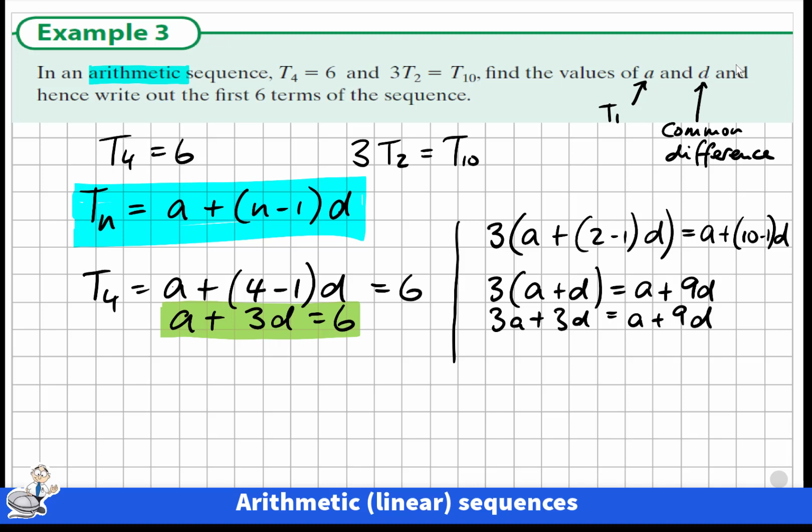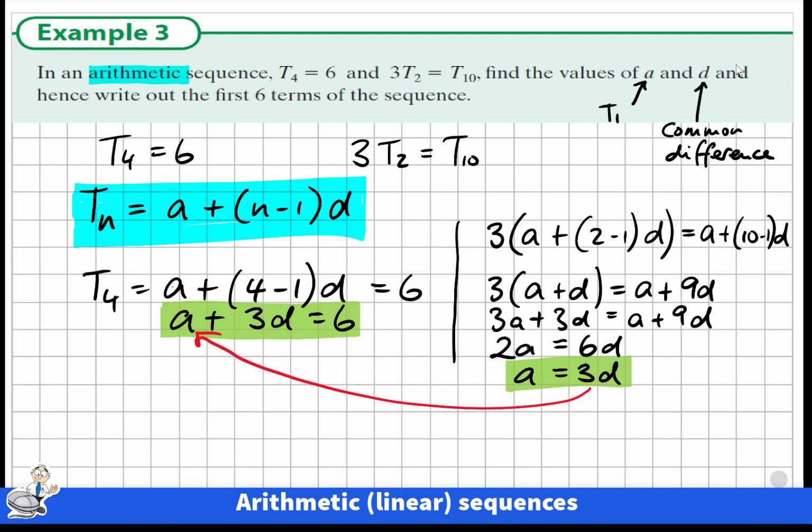Taking A from both sides and taking 3D from both sides, I see that 2A is equal to 6D. And dividing across by 2, I see that A is equal to 3D. So I have 2 equations to solve. These are simultaneous equations. So I'm going to sub this value for A. I think that would be the easiest thing. I'm going to sub that in here, in for A.